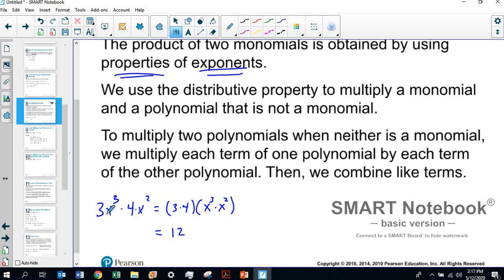Remember, these are multiplied also. And so when everybody's multiplied, you can change the order. So I multiply the constants, 3 times 4 is 12. And then what happens with the x's? I have 3 x's and 2 x's, so I have x to the 5th total. I add the exponents. When I'm multiplying two powers of x, I add the exponents, so you get 12x to the 5th. Okay, so that's how you do it when you're doing monomials.